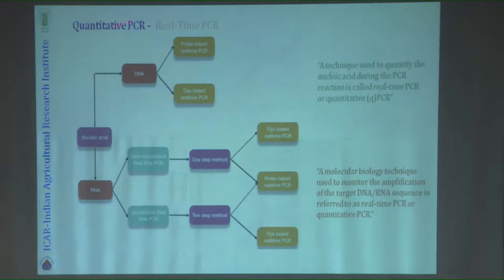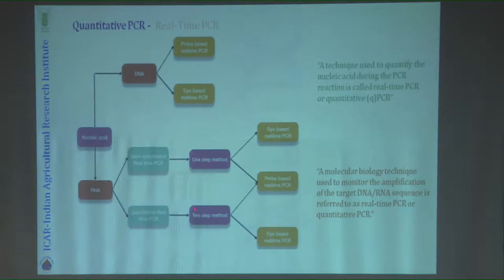So when we talk about quantitative PCR or real-time PCR, we have two types of nucleic acid, DNA and RNA. For DNA, you can use either probe-based real-time PCR or qPCR, or you can also use a dye-based qPCR, okay? And for RNA, yes, you can do semi-quantitative, real-time PCR, quantitative PCR.